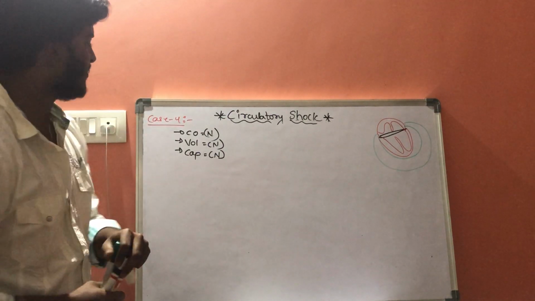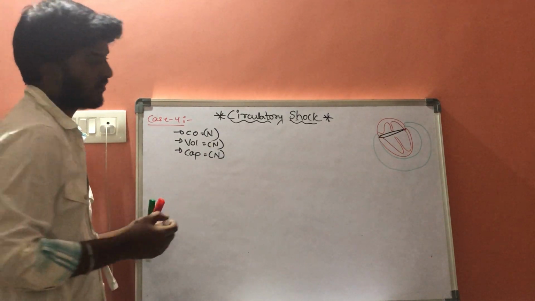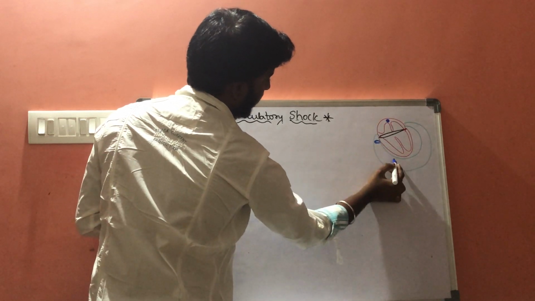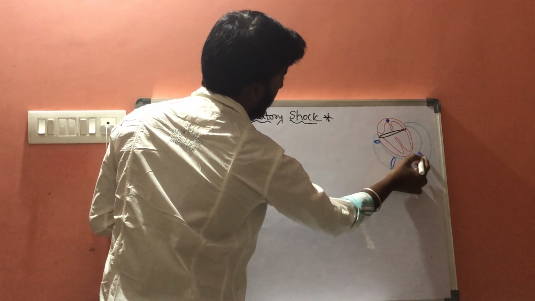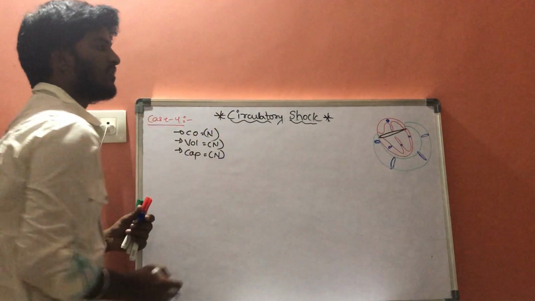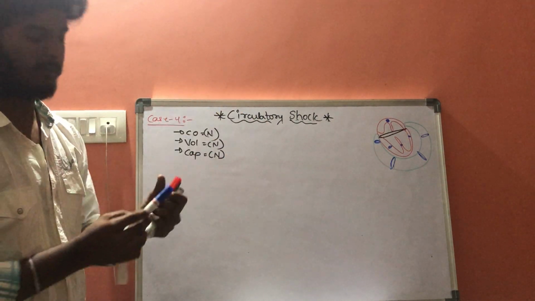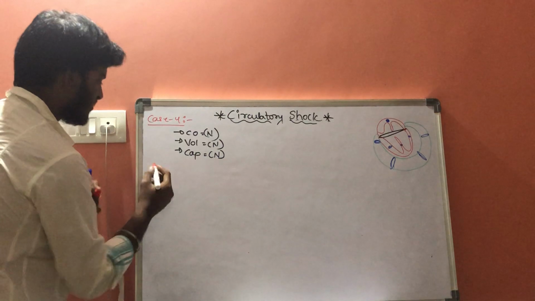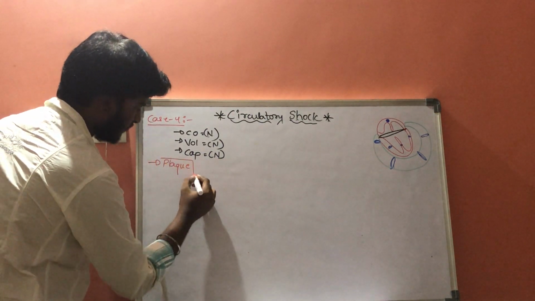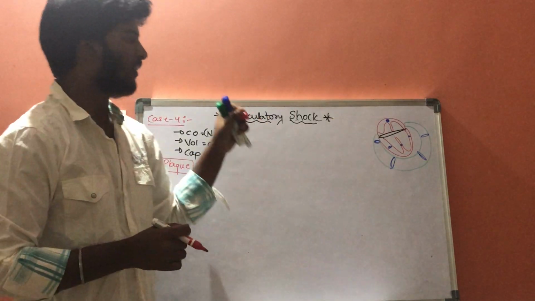problem is arising means there is presence of plaques. Let us consider these are the plaques. These blue color structures are plaques which cause obstruction to the flow of the blood. Because of the presence of the plaque, there is obstruction to the flow of the blood.